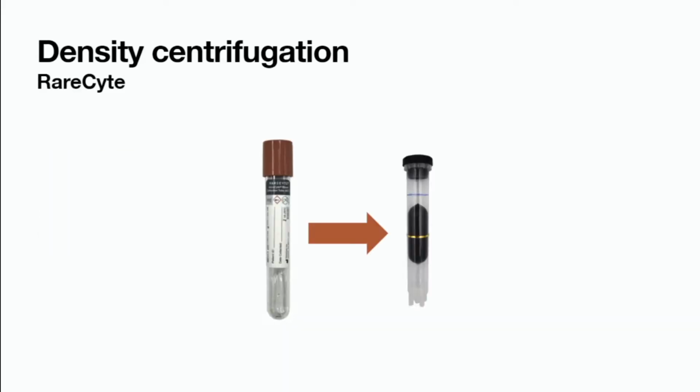And then finally, another technique that can be used, and this is the technique I'm going to be talking about quite a bit more, is density centrifugation. Again, it's based on the principle that circulating tumor cells have a different cell density than a lot of the other blood components.